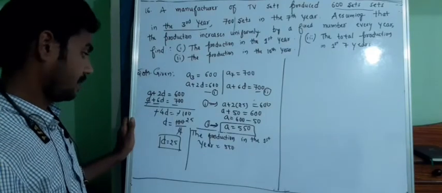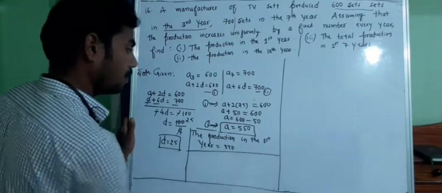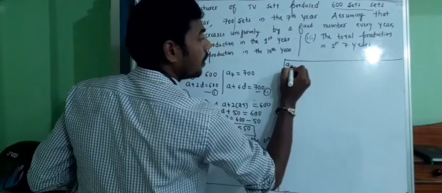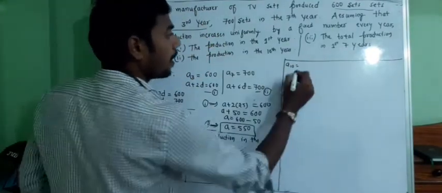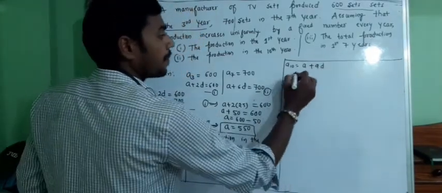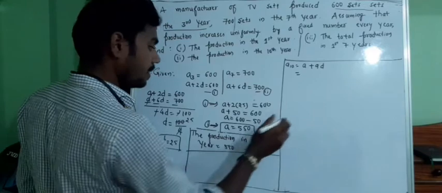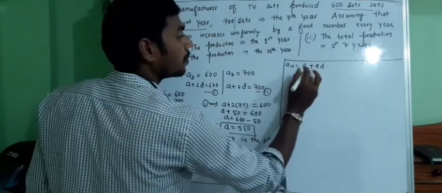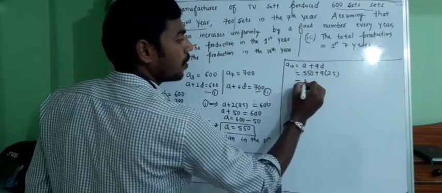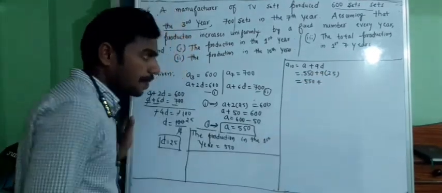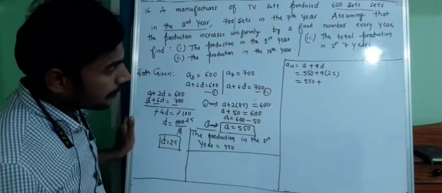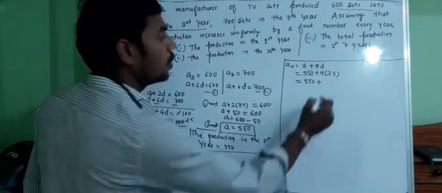Next, what they asked? Production in the 10th year. So production in the 10th will be A10. So A10 is equal to A plus 9D. Yes or no? Okay. What is A here? A is 550 plus 9 into D is 25, which is equal to 550 plus 9 into 25. 4 25s will give me 100. 8 25s will give me 200. 9 25s will give me 225.